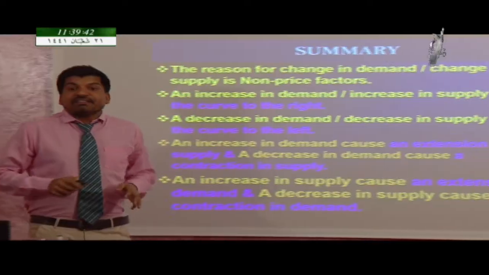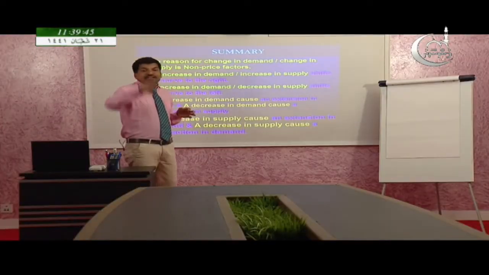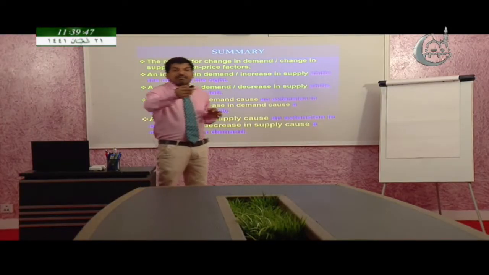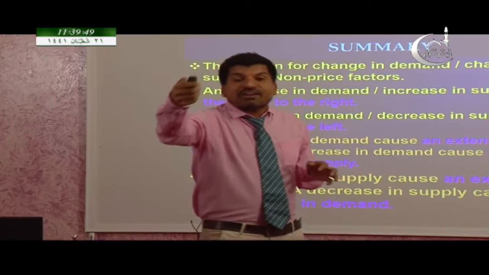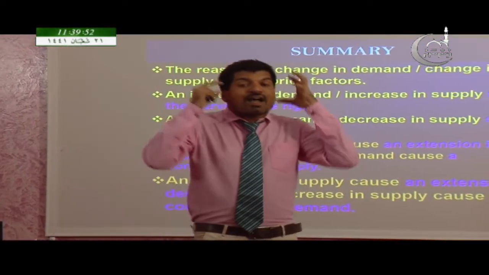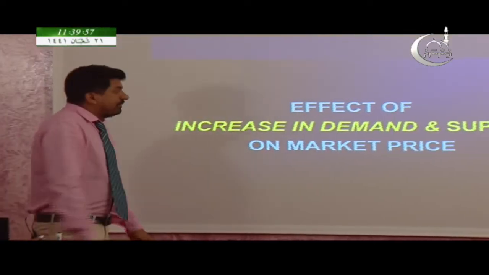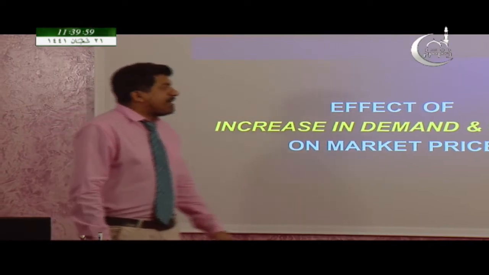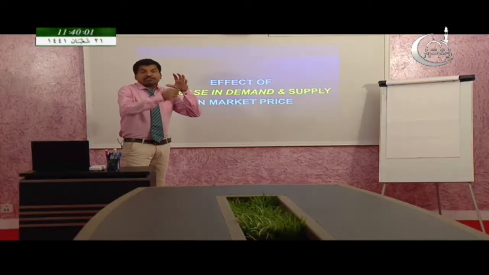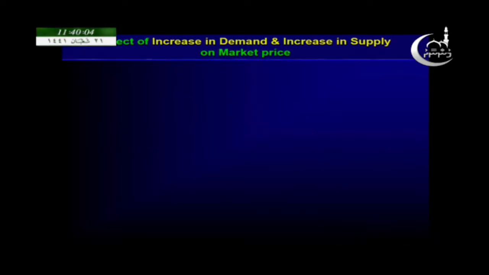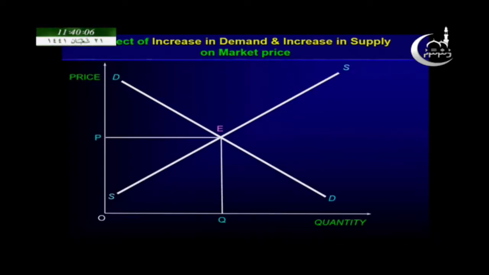I told you always, an increase in demand means rightward, and a decrease in demand means leftward. Increase in supply rightward, decrease in supply leftward. This idea you must have. Look at the effect of increase in demand and supply. In order to get the result, we have to start with the original equilibrium. So DD is the original demand curve, SS is the original supply curve, P is the original equilibrium price, and Q is the original equilibrium quantity.